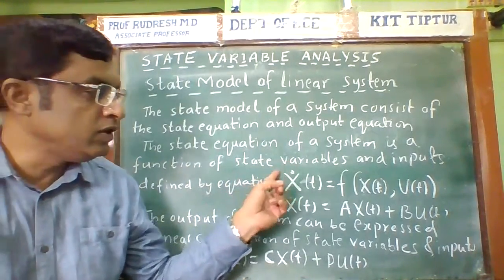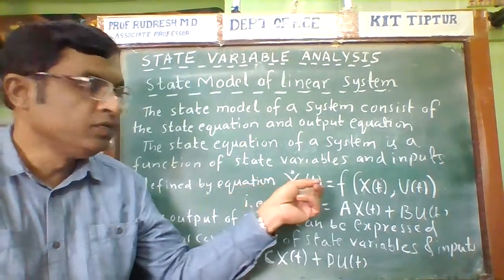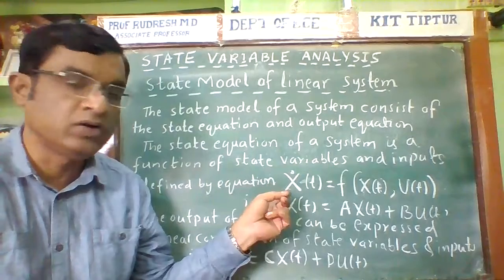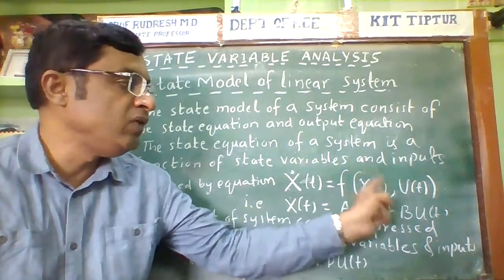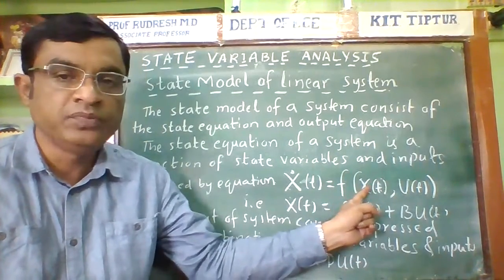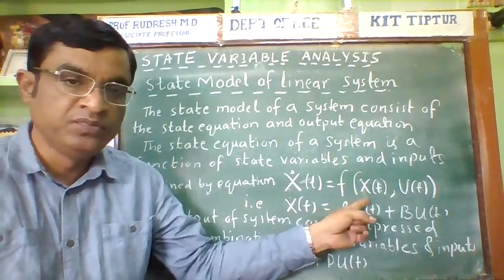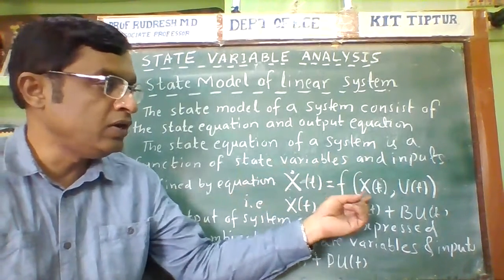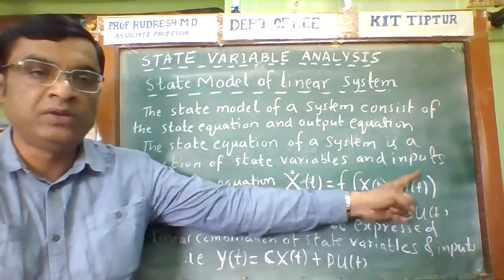The state equation means x dot of t is equal to a function of the state variable and also the input variable. Now this is x of t. I have written capital X because it is a vector. It's a vector because it's an array, not a single element. It is a set of elements, and u of t is also a set of elements, the input vector.